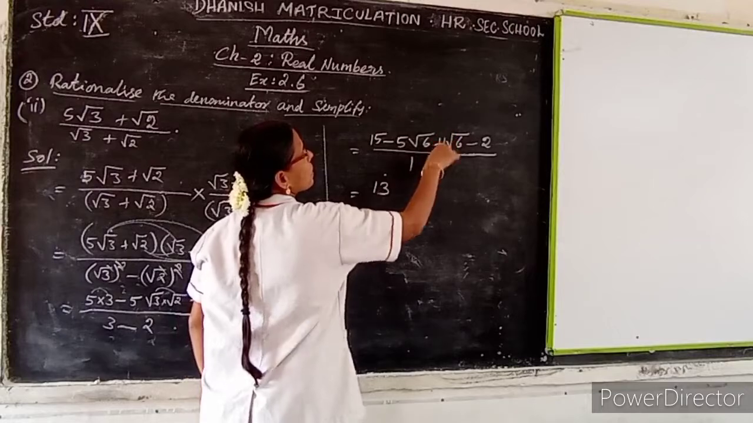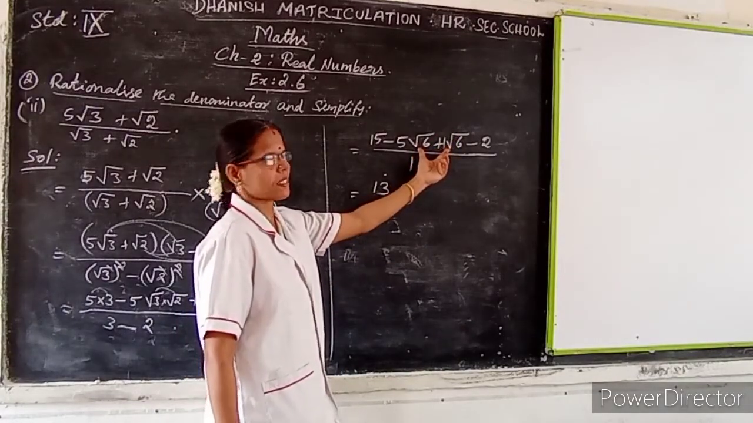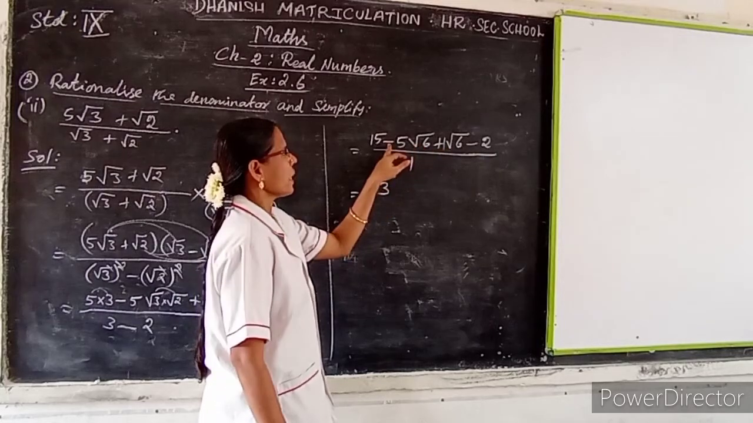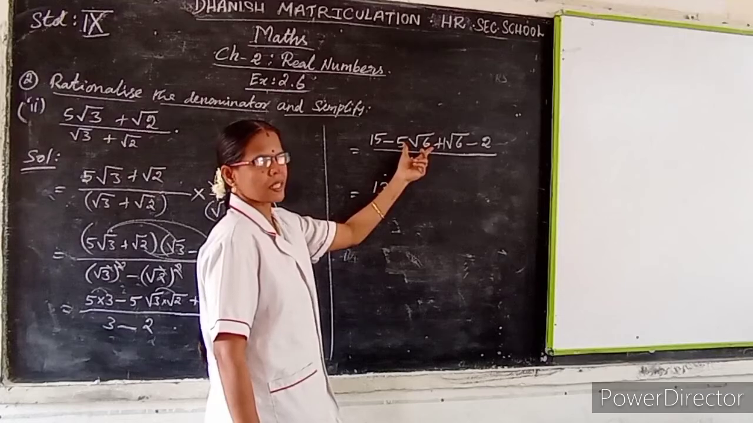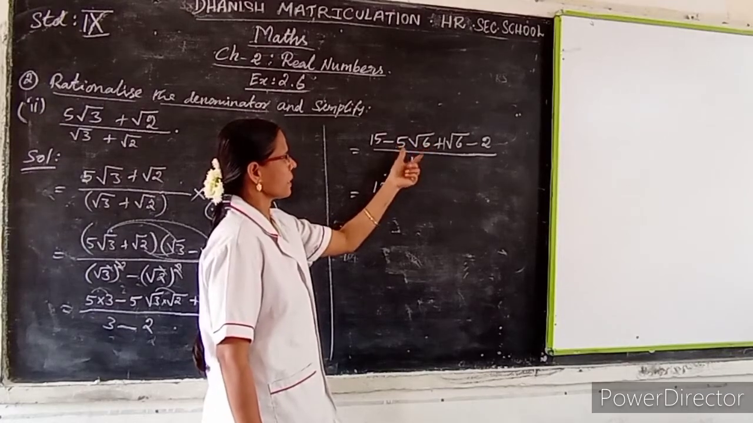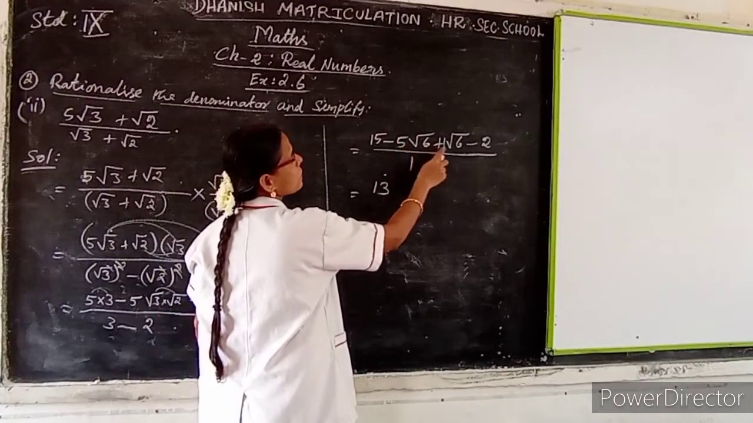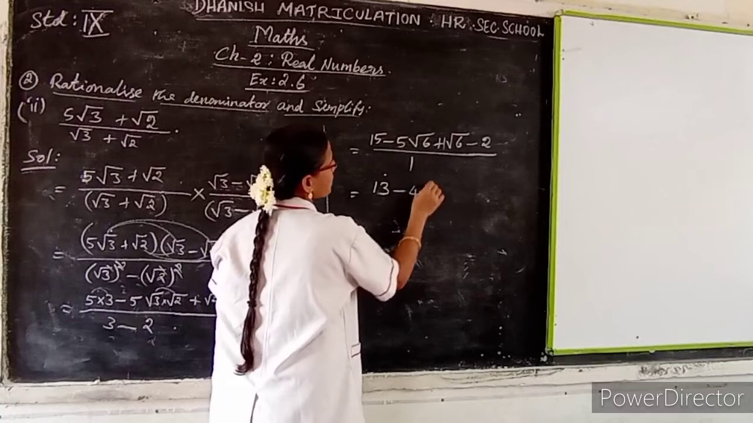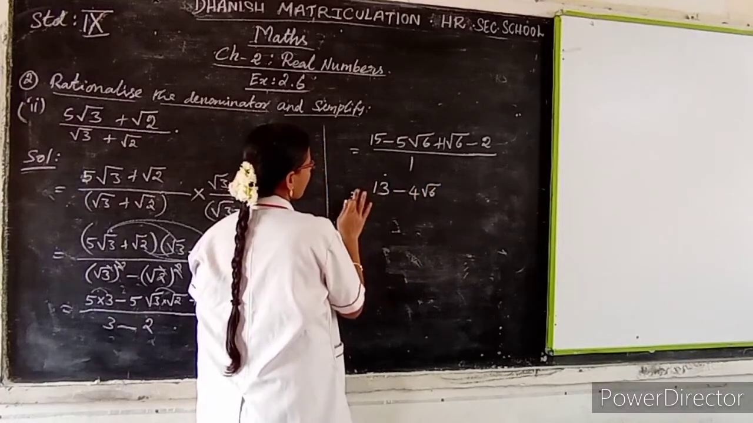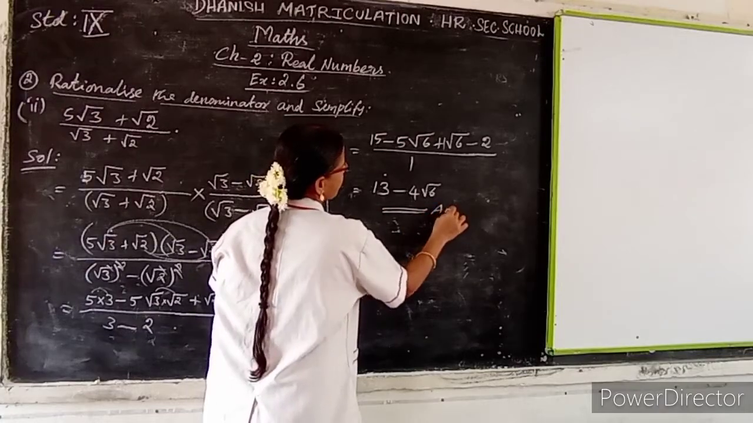That understood? Here 1 root 6, 1 root 6. These are like surds, so we can simplify minus 5 root 6 plus 1 root 6. The signs are different, which means put the greater number's sign and subtract. So 5 root 6 minus 1 root 6 is, the greater number is minus, minus 4 root 6. Divided by 1 means no need to write. So this is our answer.